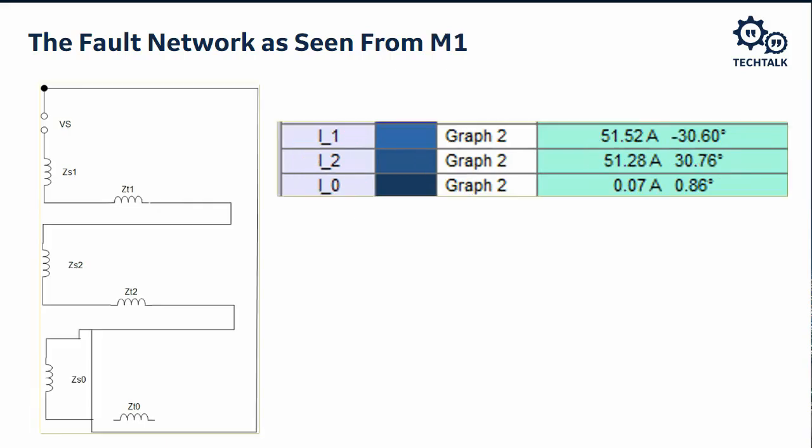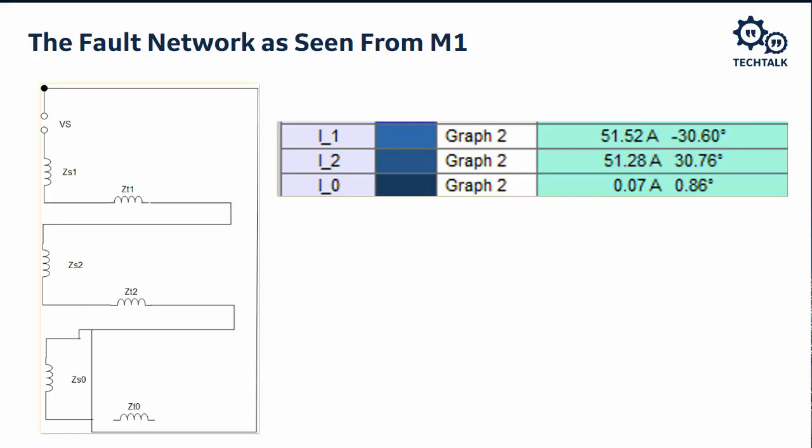Now, what happens on the primary? Well, the sequence network is a little bit different on the primary. The transformer impedance is not involved because of the way the sequence networks interact. And so because of that, we won't see any zero sequence current. Now we should see positive sequence currents and negative sequence currents. And since they're in series, they should be of equal magnitude. That is exactly what we see here.